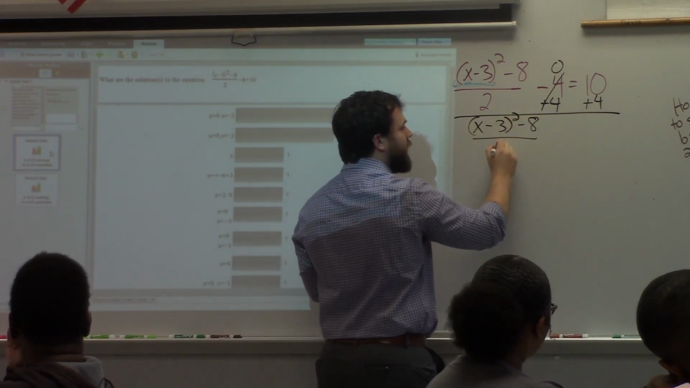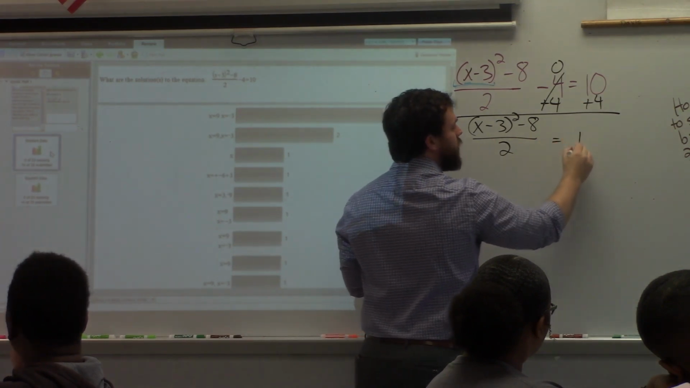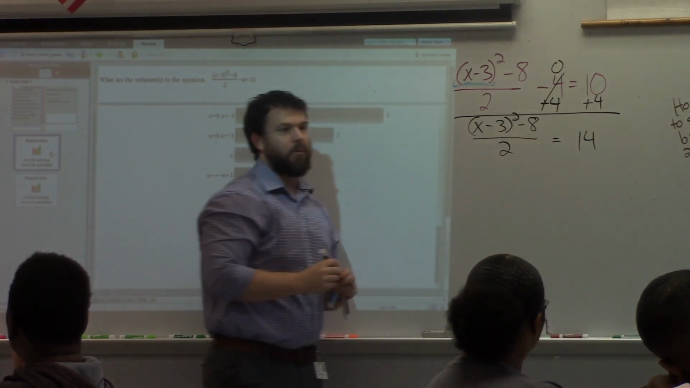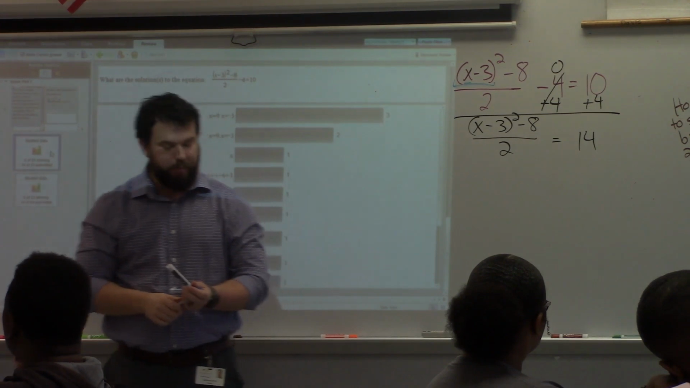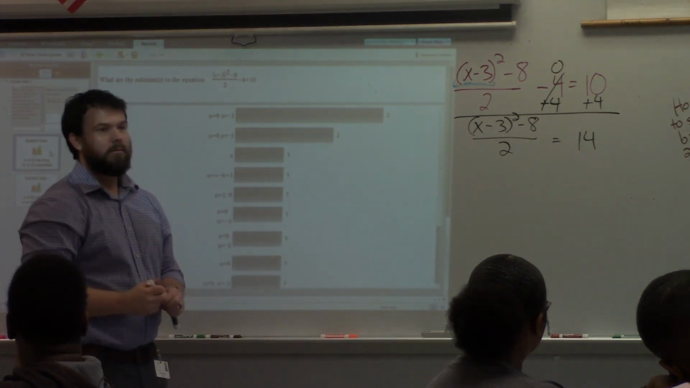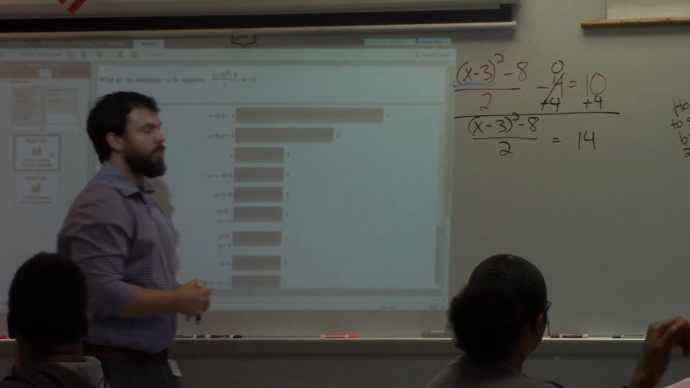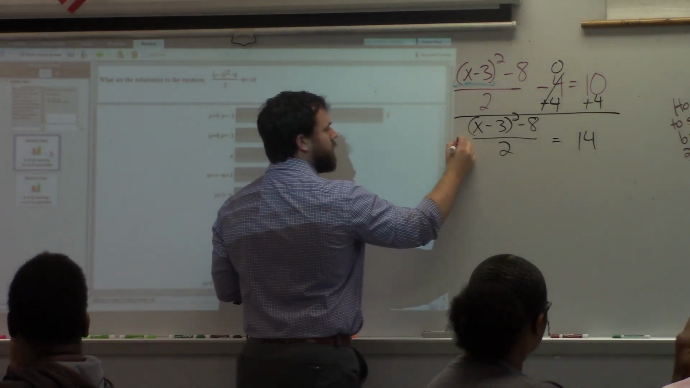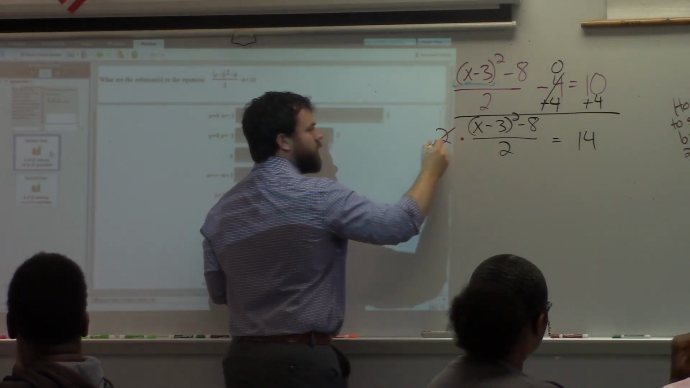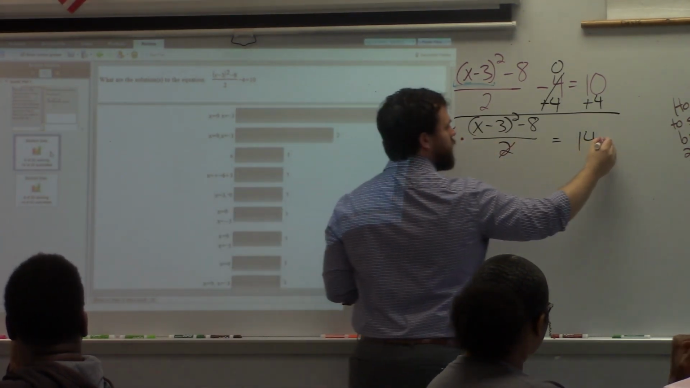Now you need to look again because I saw several students who wanted to add 8 at this point. But what is the last operation being done at this point? Divided by 2. If we read from x again, we're dividing by 2. So I'm going to multiply by 2. 2 divided by 2 is 1.